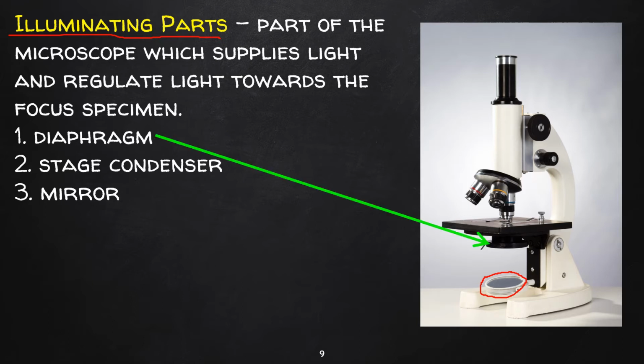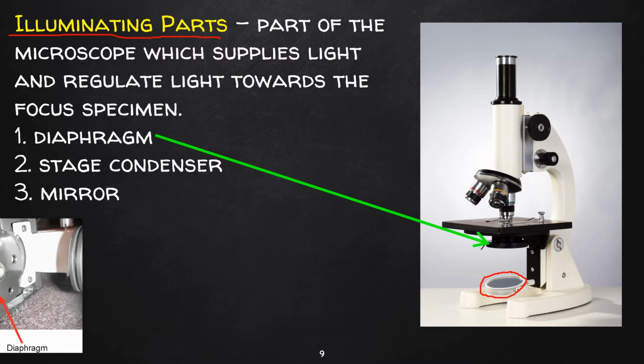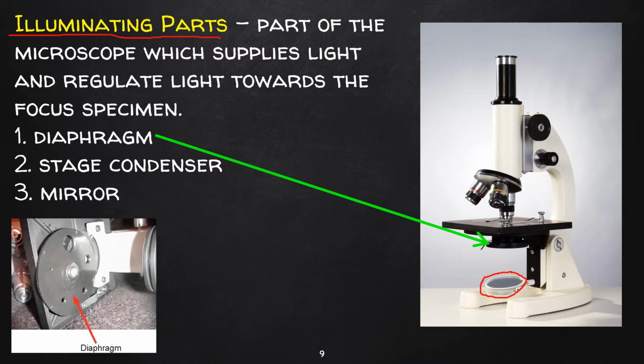The first one would be the diaphragm. If we are going to look at the diaphragm, meron siyang iba't ibang laki ng butas and this would now regulate or kumukontrol siya kung gaano karaming liwanag yung papasok sa microscope.